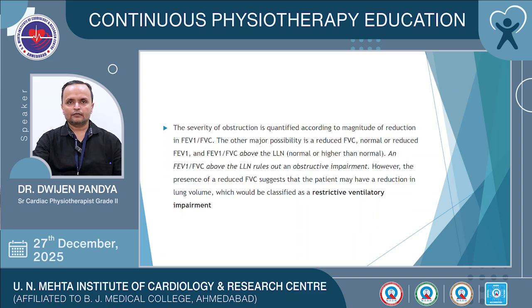The severity of obstructions is quantified according to the magnitude of reduction in the FEV1 by FVC ratio. The other major possibility is a reduced FVC, normal or reduced FEV1, and the FEV1/FVC ratio above the lower limit of normal, normal or higher than normal. An FEV1/FVC above the lower limit of normal rules out an obstructive impairment, but the presence of a reduced FVC suggests that the patient may have a reduction in lung volume, which would be classified as restrictive ventilatory impairment.